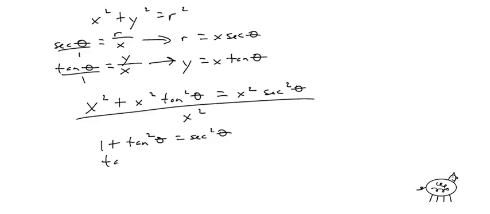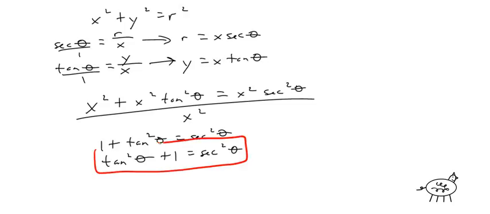Okay, and then, again, the way I'd like to have you learn it, it doesn't really matter: tangent squared plus 1 equals secant squared of theta. So this is another red box, in terms of tangent and secant. And let's do our last one here.